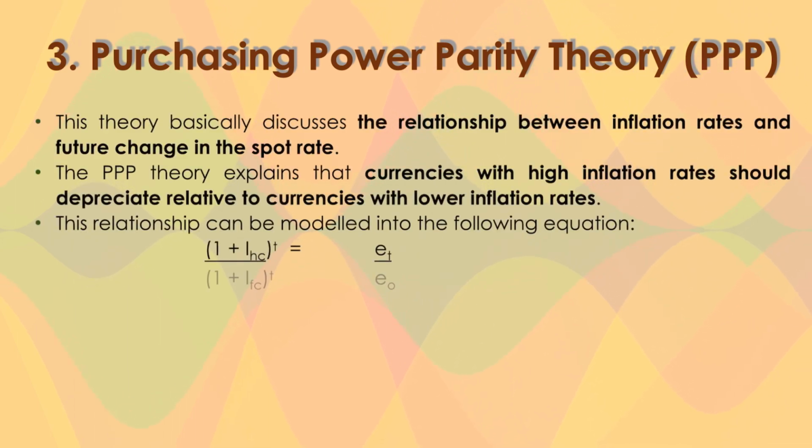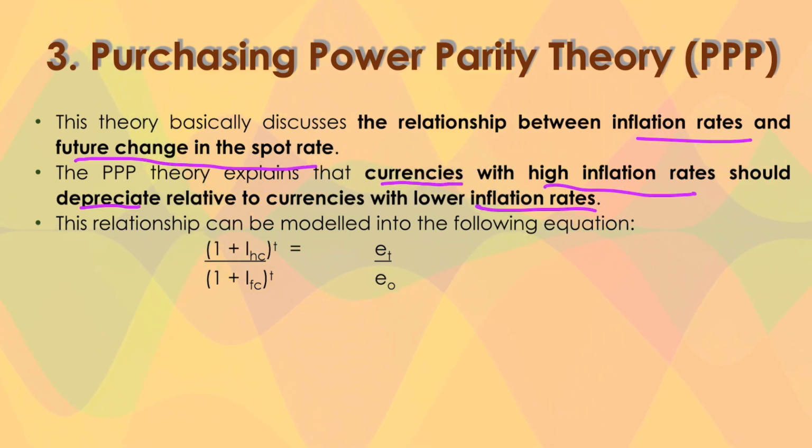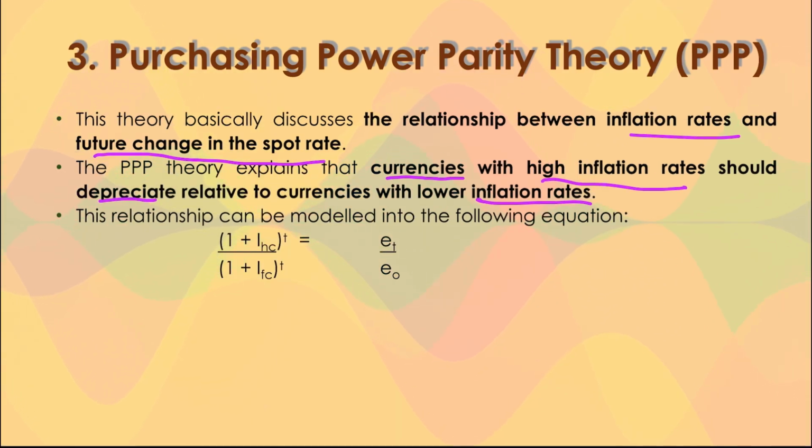This theory basically discusses the relationship between inflation rates and future change in the spot rate. The PPP theory explains that currencies with higher inflation rates should depreciate relative to currencies with lower inflation rates. This relationship can be modeled into the following equation: (1 plus inflation rate of home currency) divided by (1 plus inflation rate of foreign currency) equals the future spot rate divided by the spot rate.